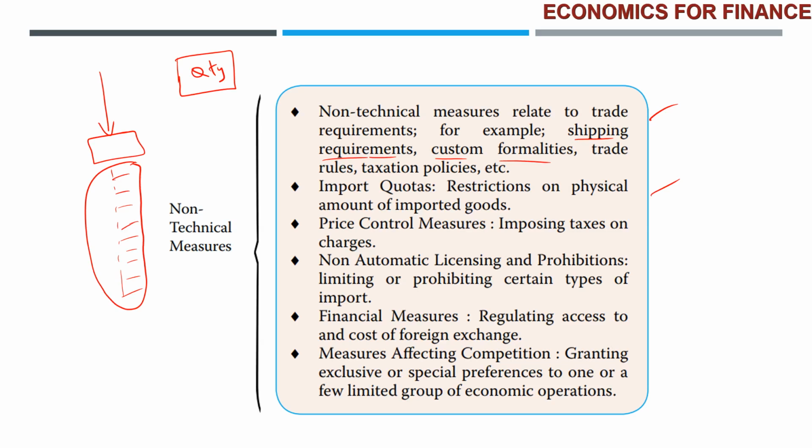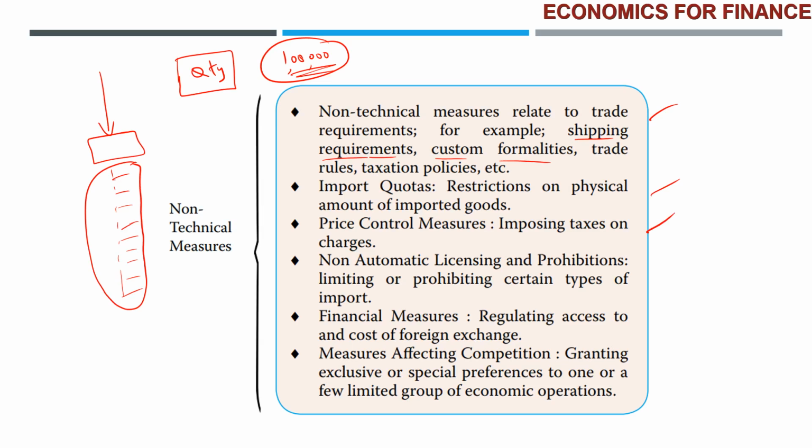Let us say for a particular importer of mobile phones, in a year he can import only 1 lakh mobile phones. That is his quota. He cannot import even one more phone beyond that. Thereby we are restricting the overall quantity of imports. So those are called import quotas.